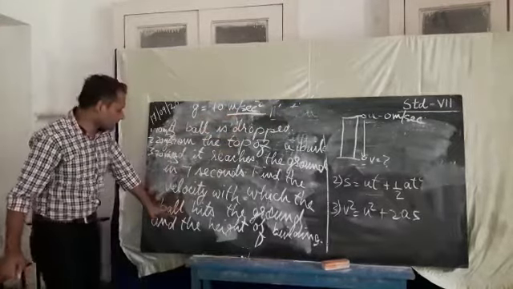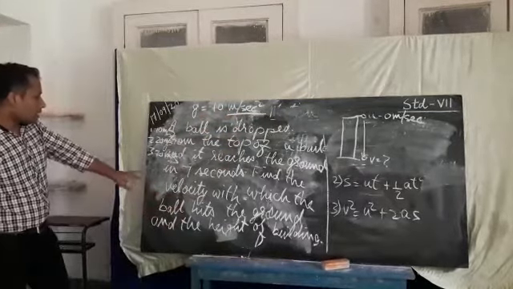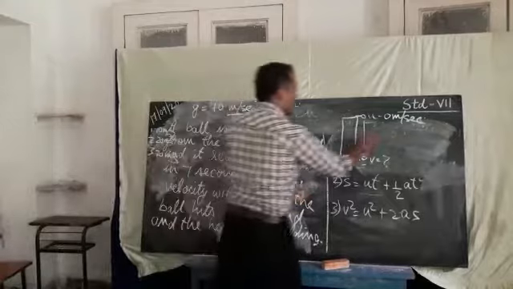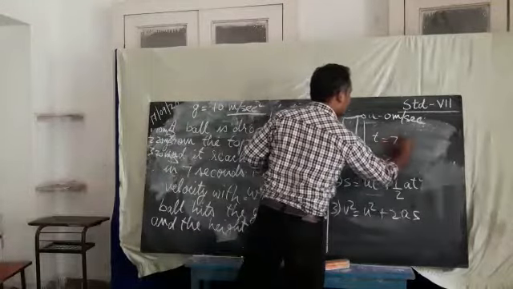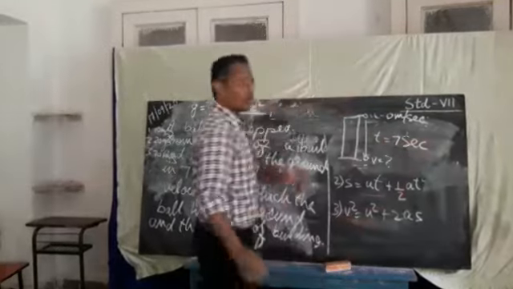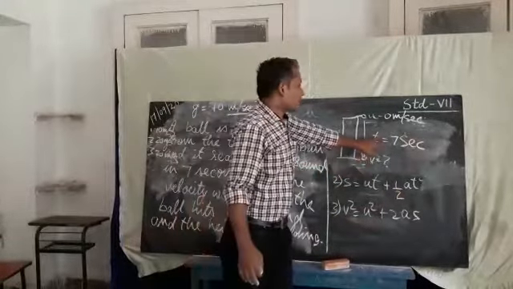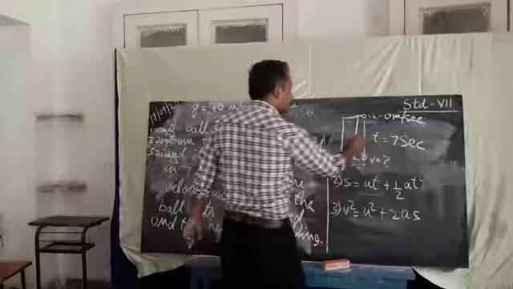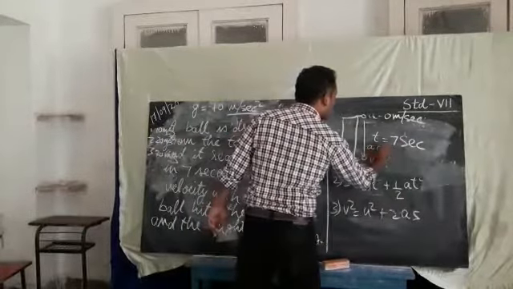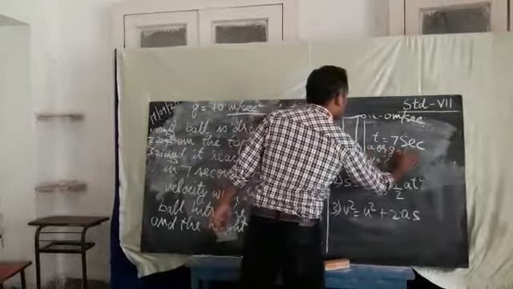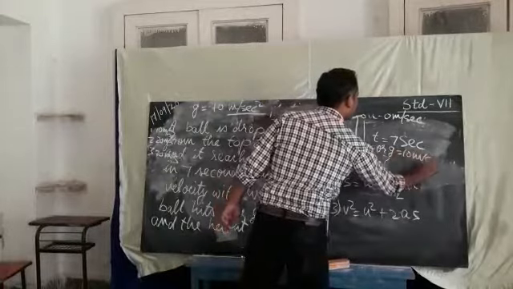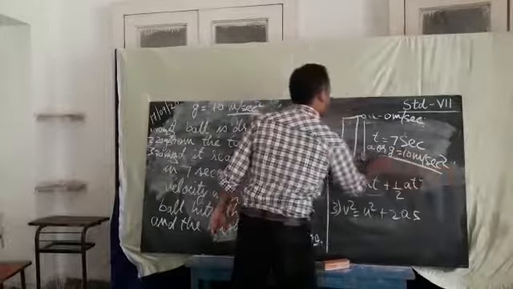Now here the question is, it takes 7 seconds to reach the ground. So time is 7 seconds. Initial velocity is 0 meter per second. Final velocity you have to find. Acceleration a or g is 10 meter per second square.